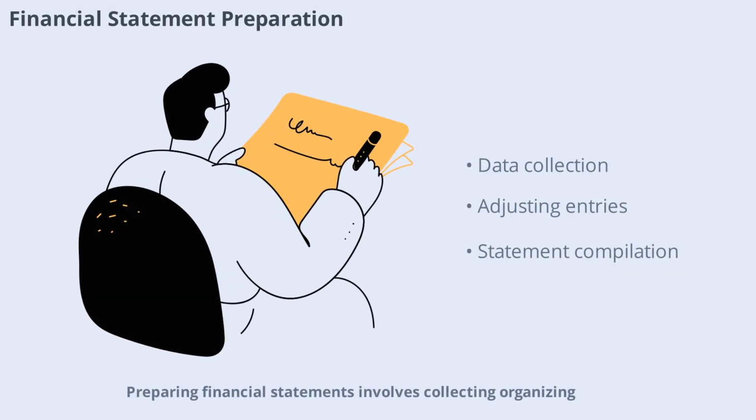Preparing financial statements involves collecting, organizing, and summarizing financial data according to accounting standards. The process starts with recording transactions, followed by adjusting entries, and finally compiling the statements. Accuracy and consistency are vital, as errors can mislead stakeholders. Accountants use specialized software and follow regulatory guidelines to ensure reliability. Proper preparation lays the foundation for effective analysis and decision-making, making this step essential in the financial reporting cycle.